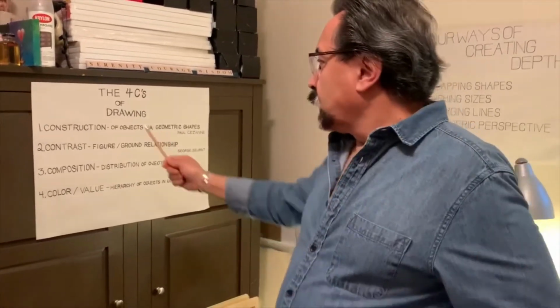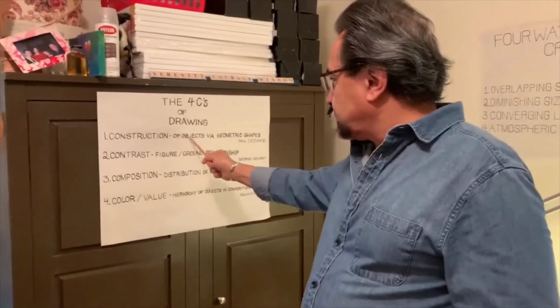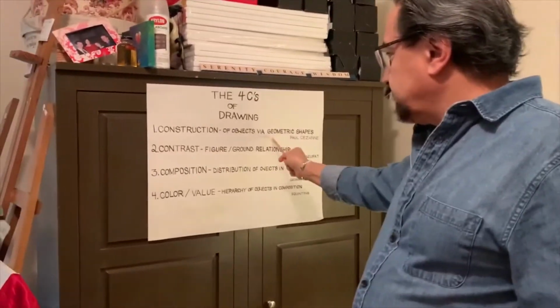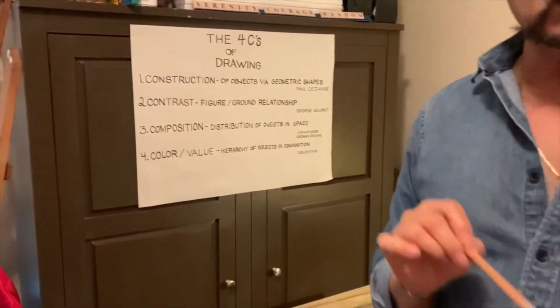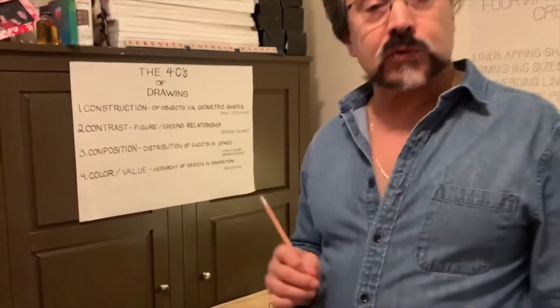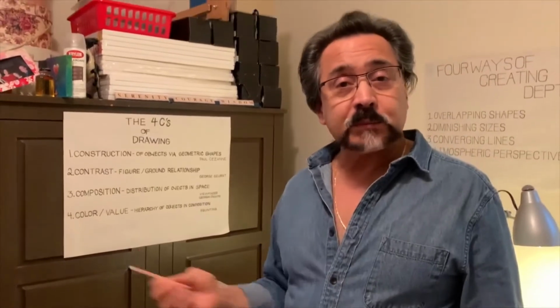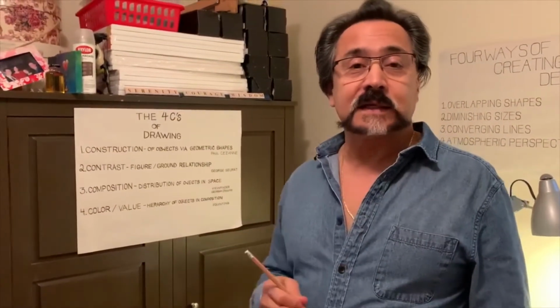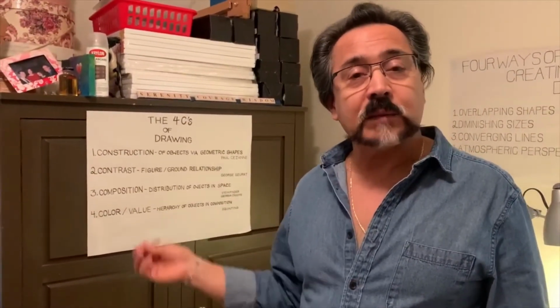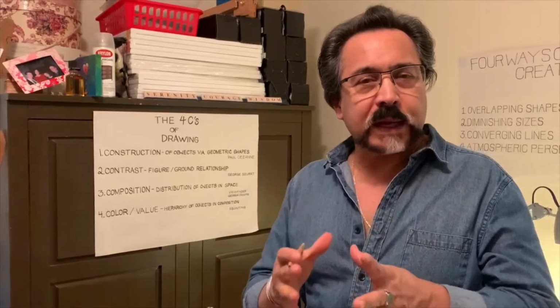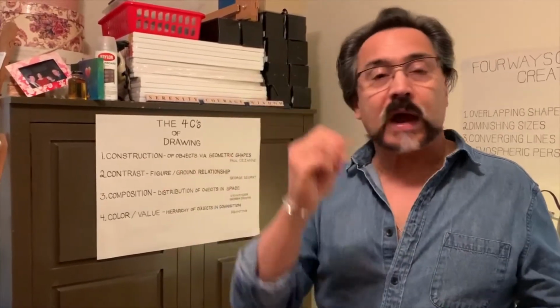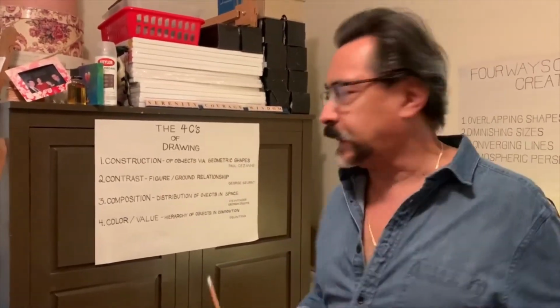So, construction of objects via geometric shapes. And I put the artist Paul Cézanne because he was self-taught. He taught himself how to draw and paint by breaking all these objects, breaking the code, let's say, of objects into the simple format. And then at the end, you round things off. It's as simple as that.